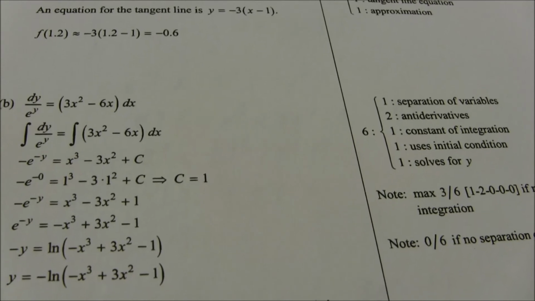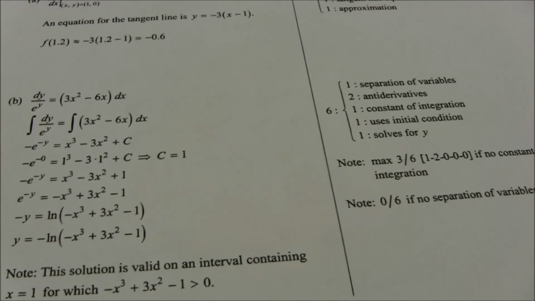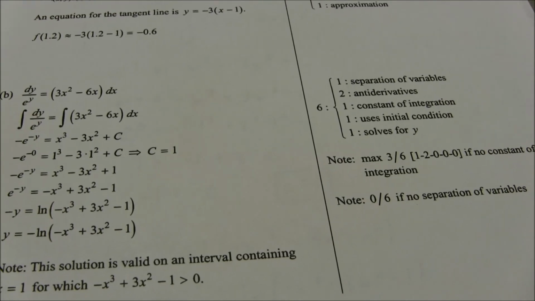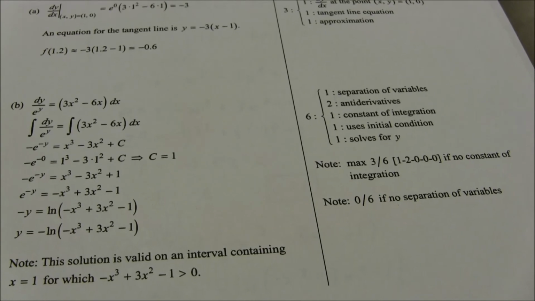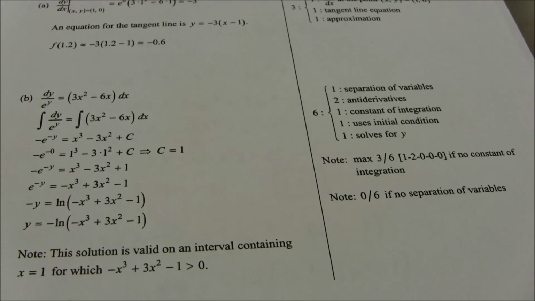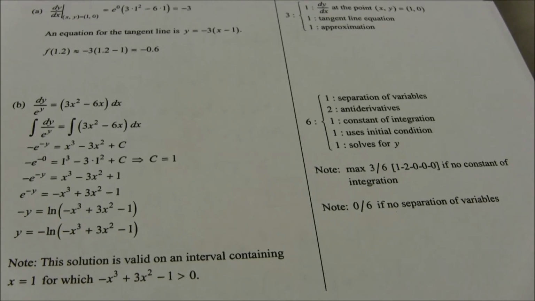Second part, 6 points for that antiderivative there. Separating variables, we get a point. The left and right side antiderivatives, you get a point. You get a point just for putting the constant of integration in there, the plus c. Testing the initial condition, you get a point. And then finally, you get a point for y.